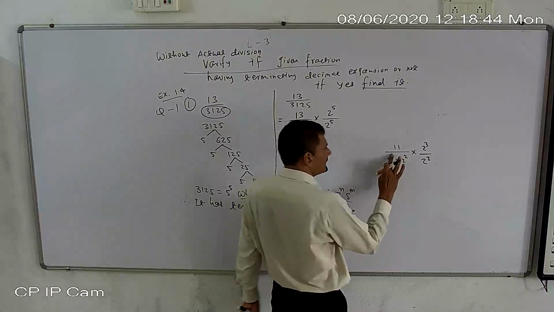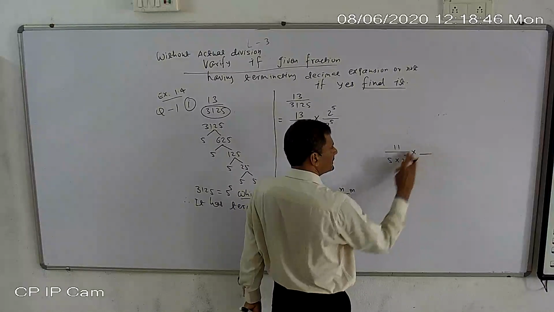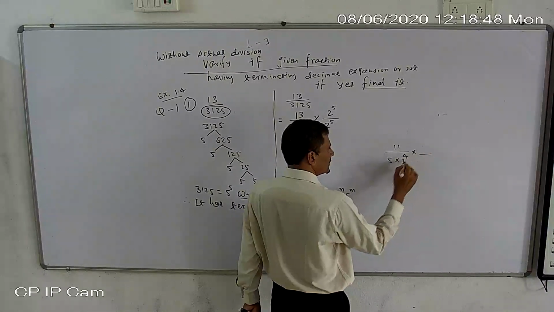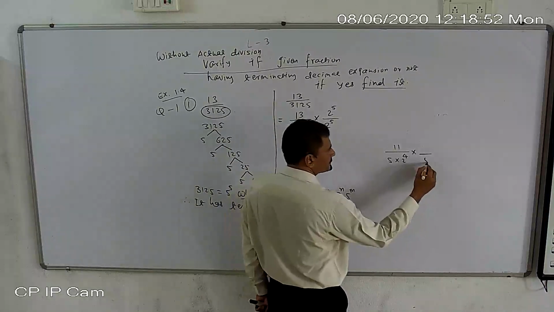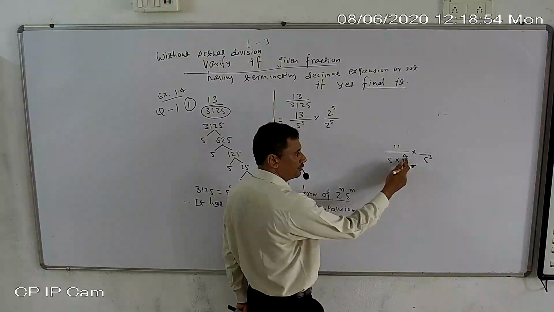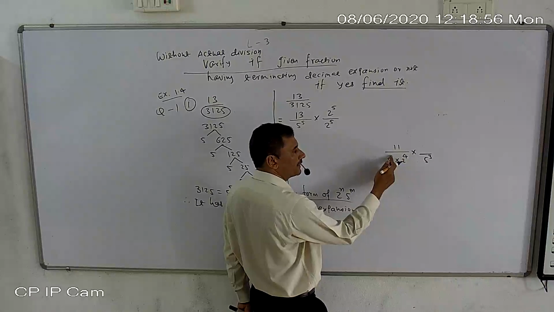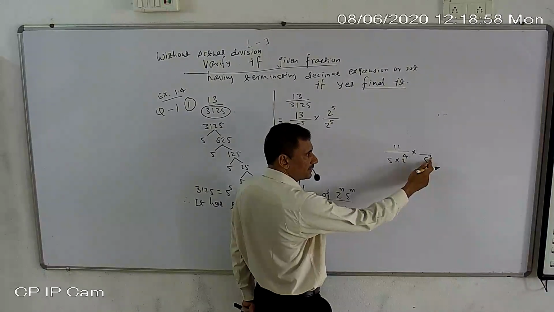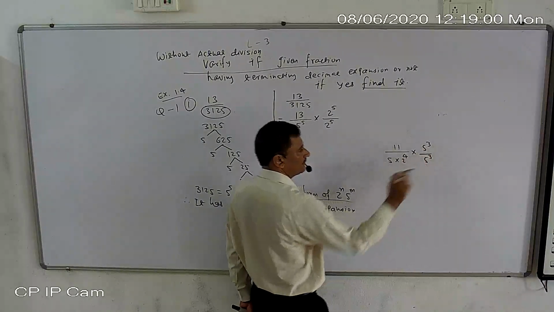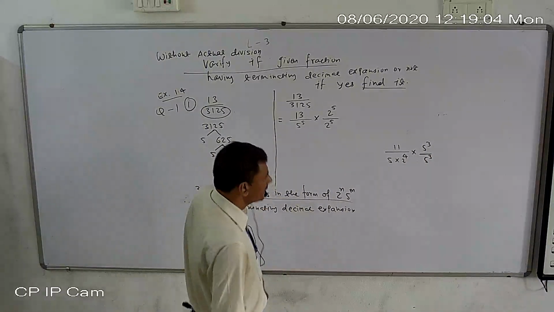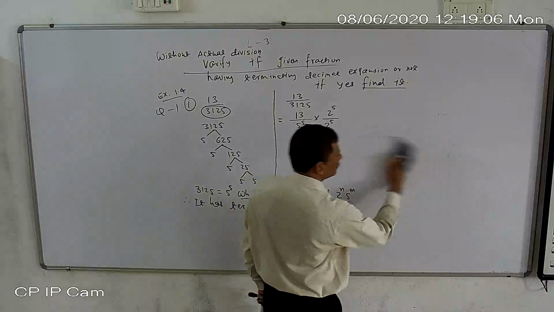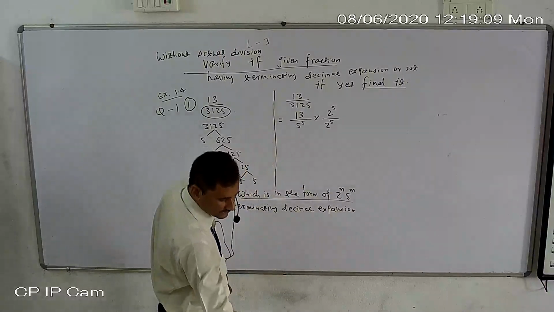Suppose it might be this way, 2 raised to 4 into 5. Then how to multiply? By 5 raised to 3. Why? 2 has degree 4, 5 has 1 already. How much is missing? 3. So multiply by 5 raised to 3. In short, we want equal degree of 5 and 2 in the denominator. Okay, remember this.